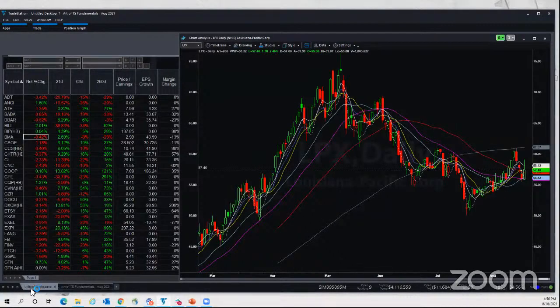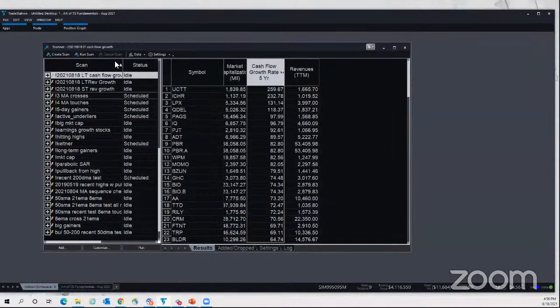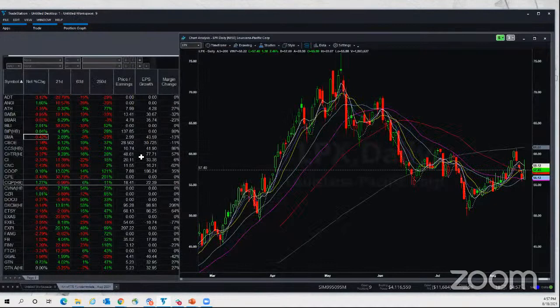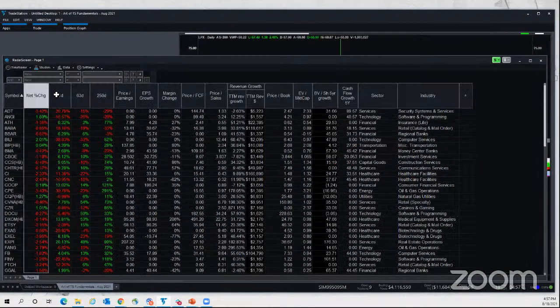So this was just a blank workspace I created to show you Scanner. I'm now going to show you the one that is in the zip file that I shared. And now this has a series of indicators.